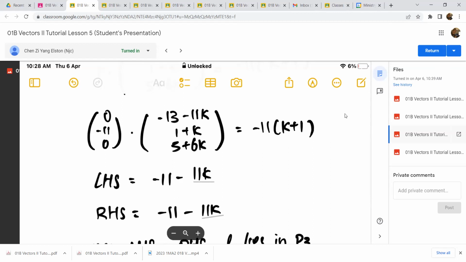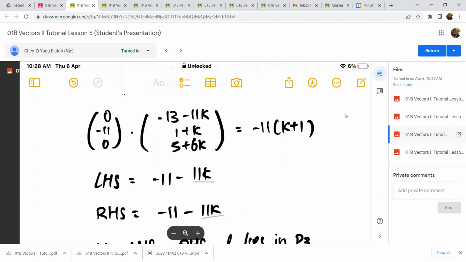Yeah, so we need to check that the dot product of the normal vector of the plane with the direction vector of the line must be 0. Because if you want your line to lie on the plane, the direction vector of the line must be parallel to the plane. Consequently, it must be perpendicular to the normal vector of the plane.